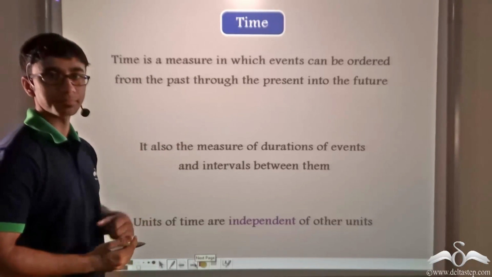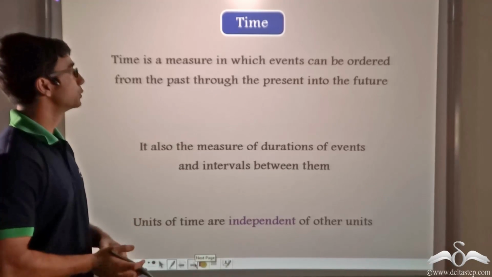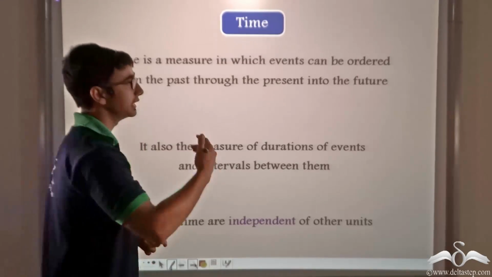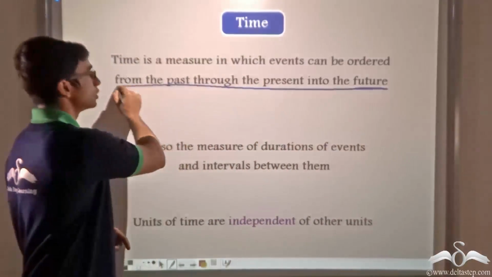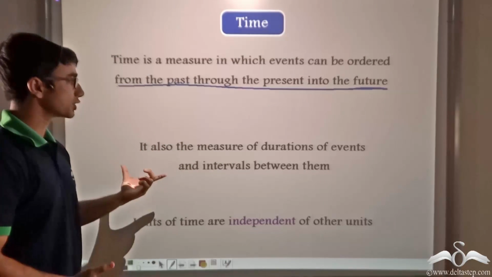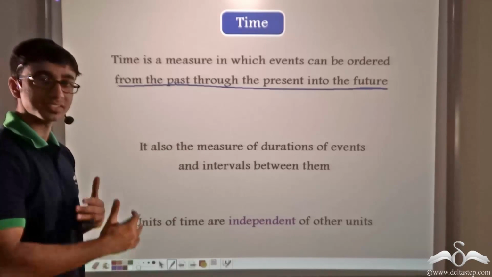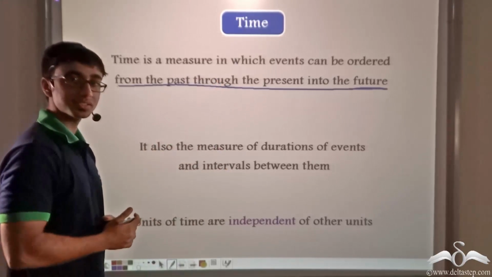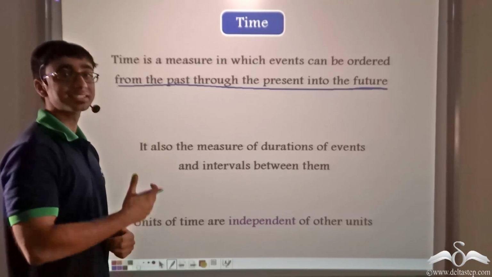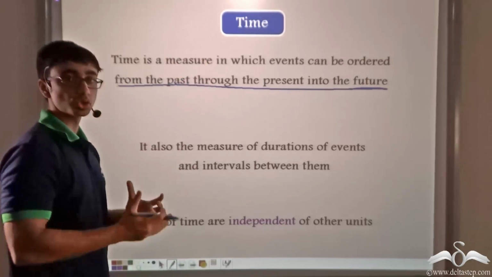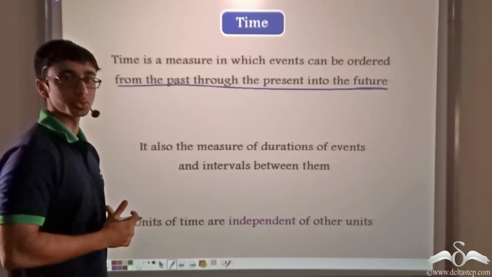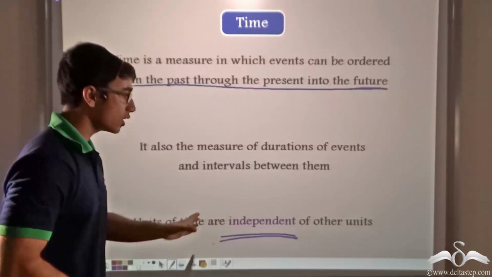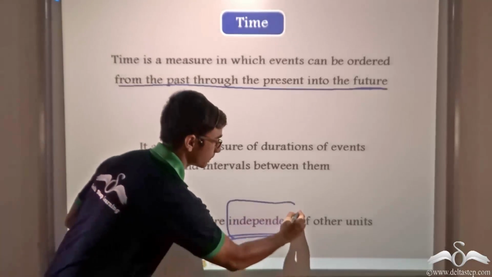Lastly, we talk about time. Time is also a fundamental unit, which is a measure in which events can be ordered from past through present into future. So this is how we define time. Now it is also the measure of duration of events and intervals in between them. So as you can clearly see, if we compare time with the previous two units, it has no relation whatsoever. And similarly, you will find that time is also in no way related to any other unit. So we can say that time is independent because it does not depend on any other units.